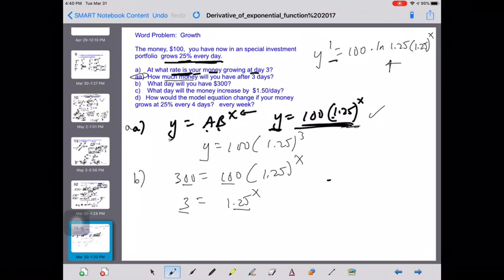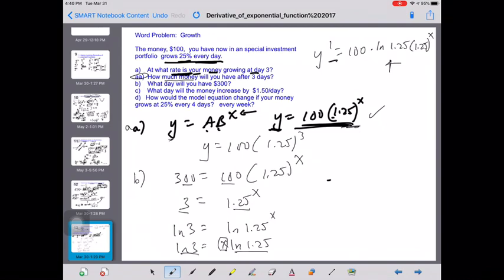And then this is exponential form. We can change it to log form, or you can log both sides. You can ln both sides. Let's actually do something different. Let's ln both sides, natural log. So I'm going to take the natural log of 3 on both sides, natural log of 1.25 to the x. Then I'm going to use the power rule and bring the x down.